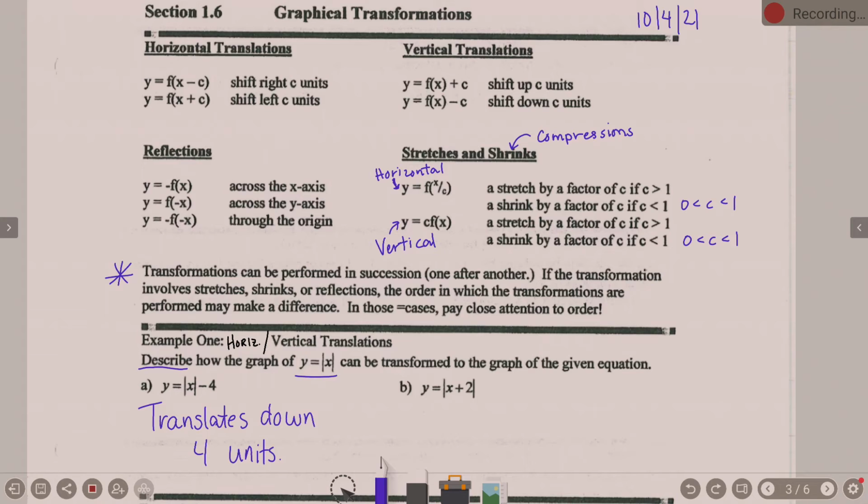Okay, B. Y equals absolute value of x plus 2. Translate left 2. Okay, yep. Translates left 2. When it's added or subtracted inside with the x, in this case it's inside the absolute value, it's left or right, opposite the sign, so this is a left 2. So translates left 2 units. Okay. That wasn't too bad, was it?